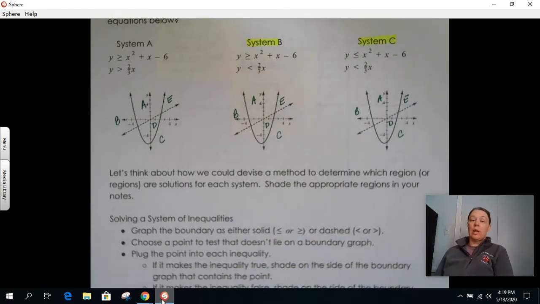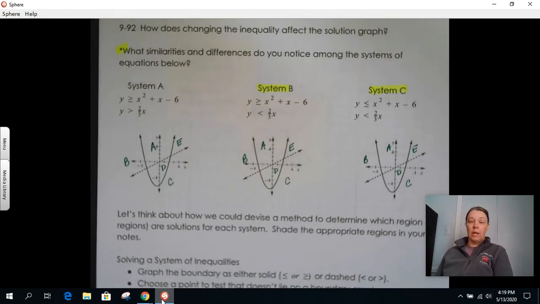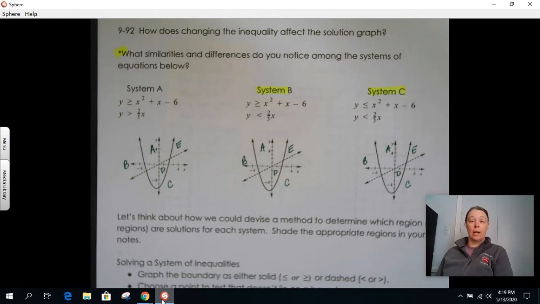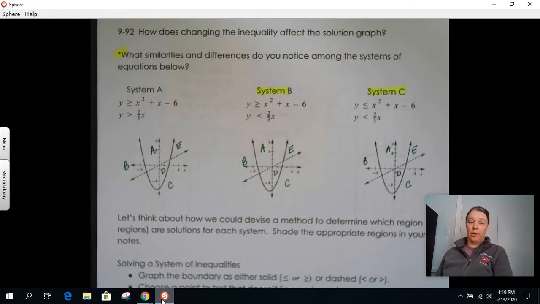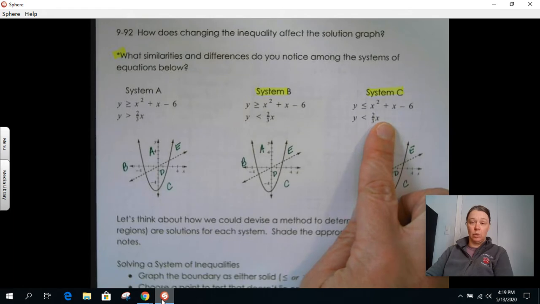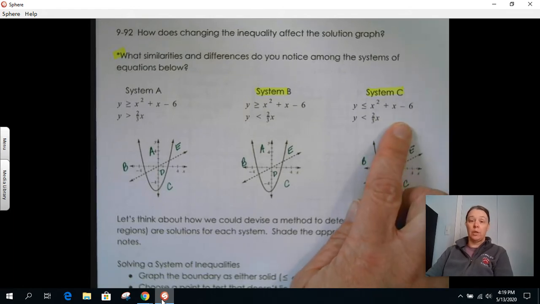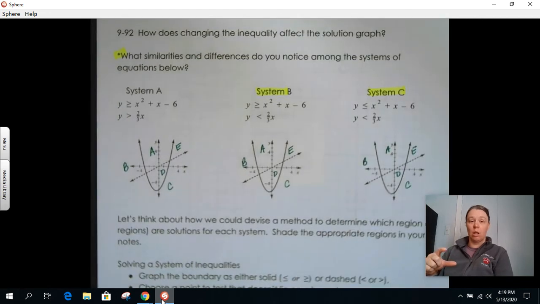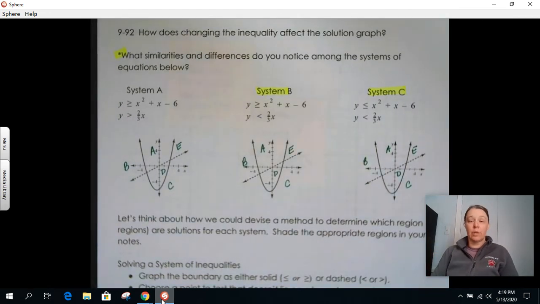All right, so now the next question is, how does changing the inequality affect the solution graph? So I want you to look at these 3 sets of inequalities. You need to pause so that you can zoom in or jot them down, or pull up the notes so that you can see them more clearly. I know sometimes the Edpuzzle videos are small. What similarities and differences do you notice among the systems of equations below?